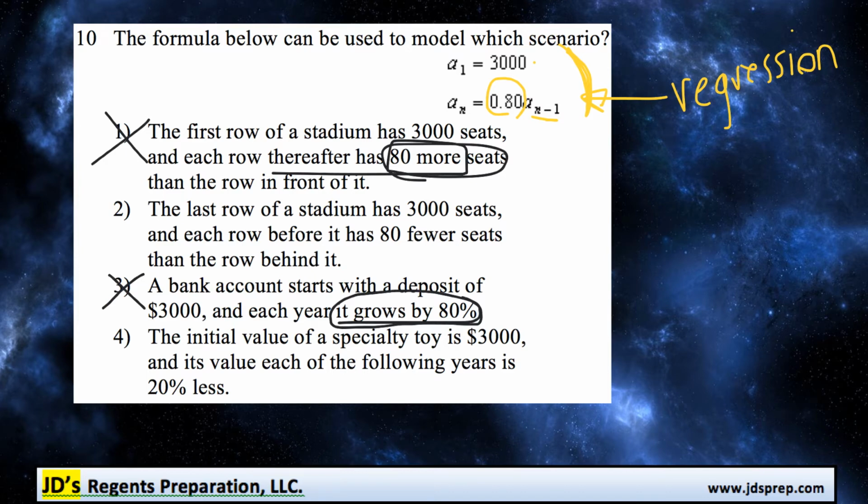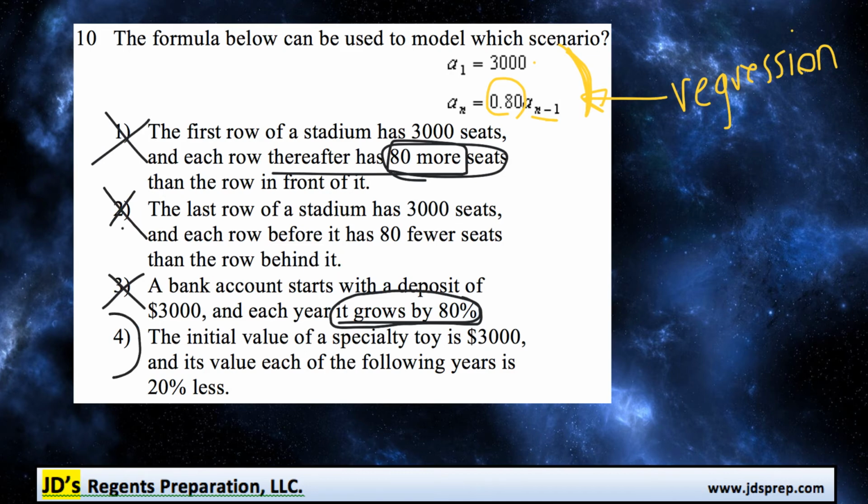Now, reading further into option number 2, it states that the last row of a stadium has 3,000 seats, and each row before it has 80 fewer seats than the row behind it. Well, 80 fewer would involve subtraction, right? I mean, it would be 3,000, and then the next row would have 3,000 minus 80. And then after that, you would subtract 80 again. So that has nothing to do with multiplication at all. So clearly that's going to be wrong.